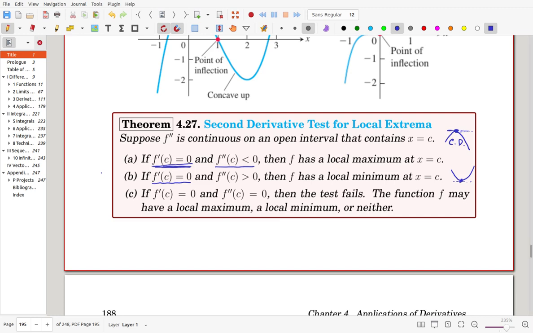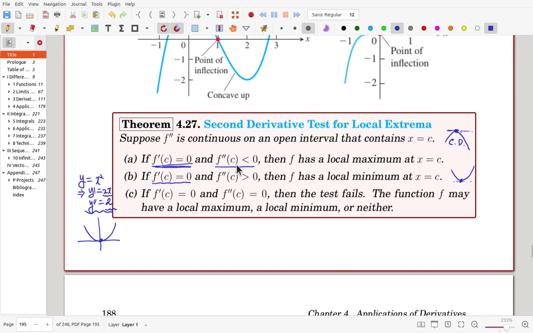And for part B, for example, now y equals x squared, or f(x) equals x squared. Then y prime equals 2x and y double prime is 2. That is, at 0 the derivative is 0, and also the second derivative is positive. So y equals x squared has this shape, and at 0 that is a local minimum. For this example it's a global minimum, but anyway, a local minimum.